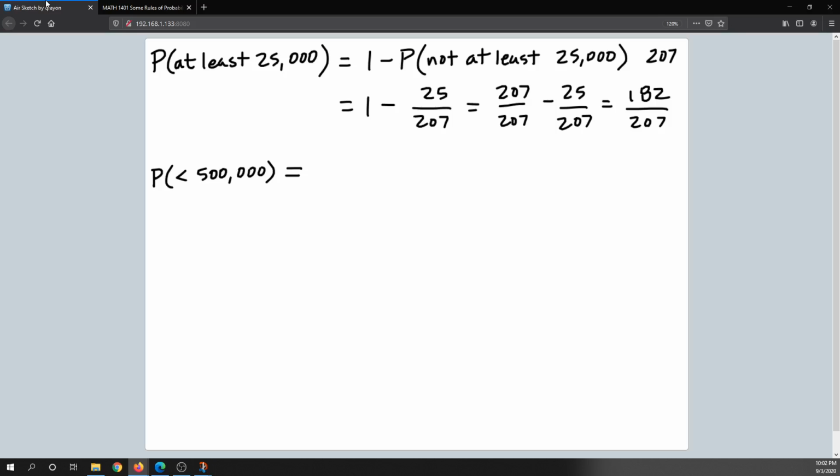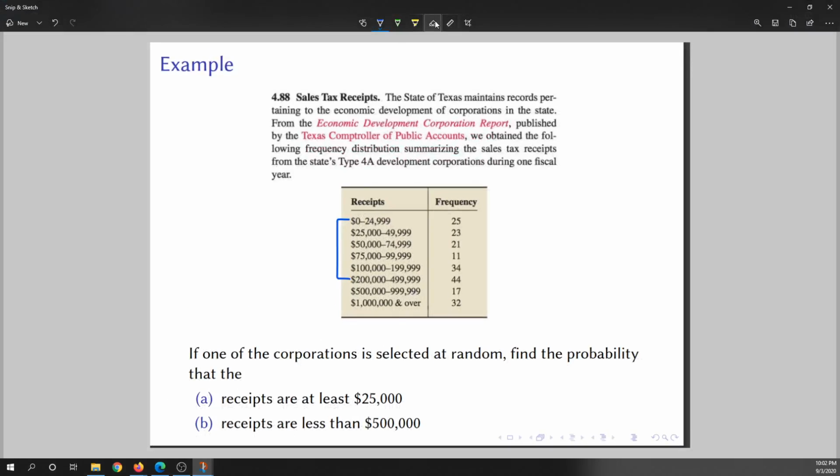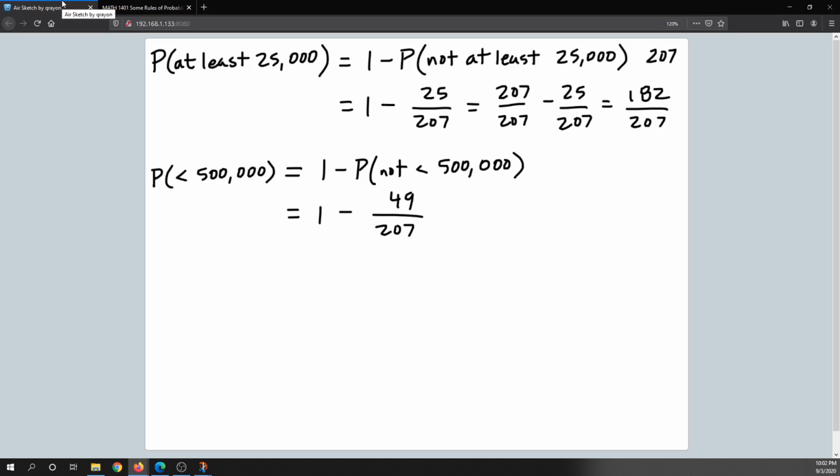and say that would be 1 minus the probability that it's not less than 500,000. Okay, and so looking at the ones that are in that case, if I tell you it's not less than 500,000, then you know it's got to be one of these two. So now all we have to do is add these two numbers up, which is easier than adding these up. So that would be 49 in that case. All right, so going back here, that's what we would have.